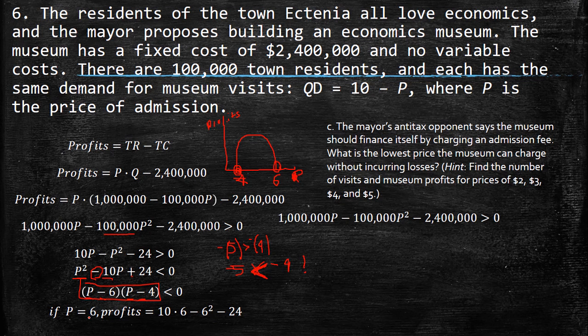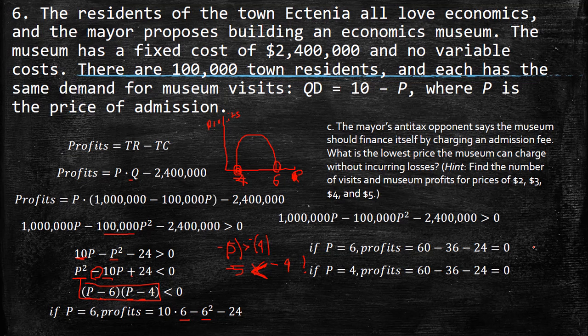If p is equal to 6, you replace 10, which is the quantity, times 6 minus 6 squared minus 24. This is exactly equal to 0, because it's 60 minus 36 minus 24. And if price equals 4, you have 60 minus 36 minus 24, so then it's going to be 0. So if the price is equal to 4, then your profit is going to be 0, just replacing all these values, and you find price equal to 4.